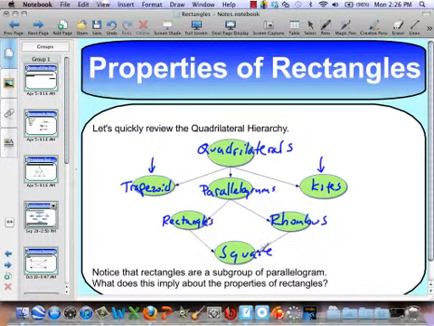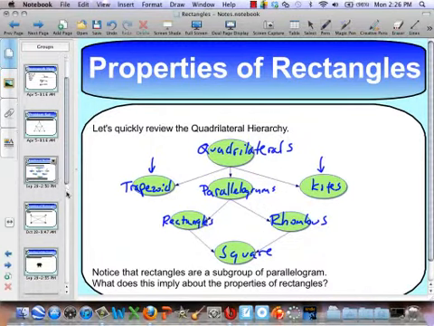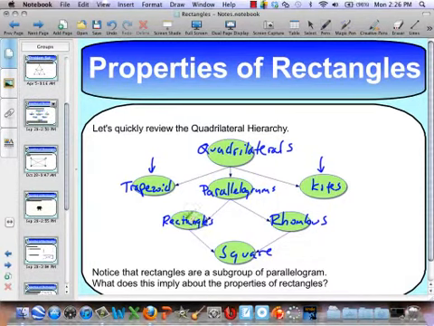Now, based on this, I have a very basic question. If a rectangle is a parallelogram, correct? Then what does that imply about the properties of rectangles? It has the same properties as parallelograms. Okay, so that's really important.